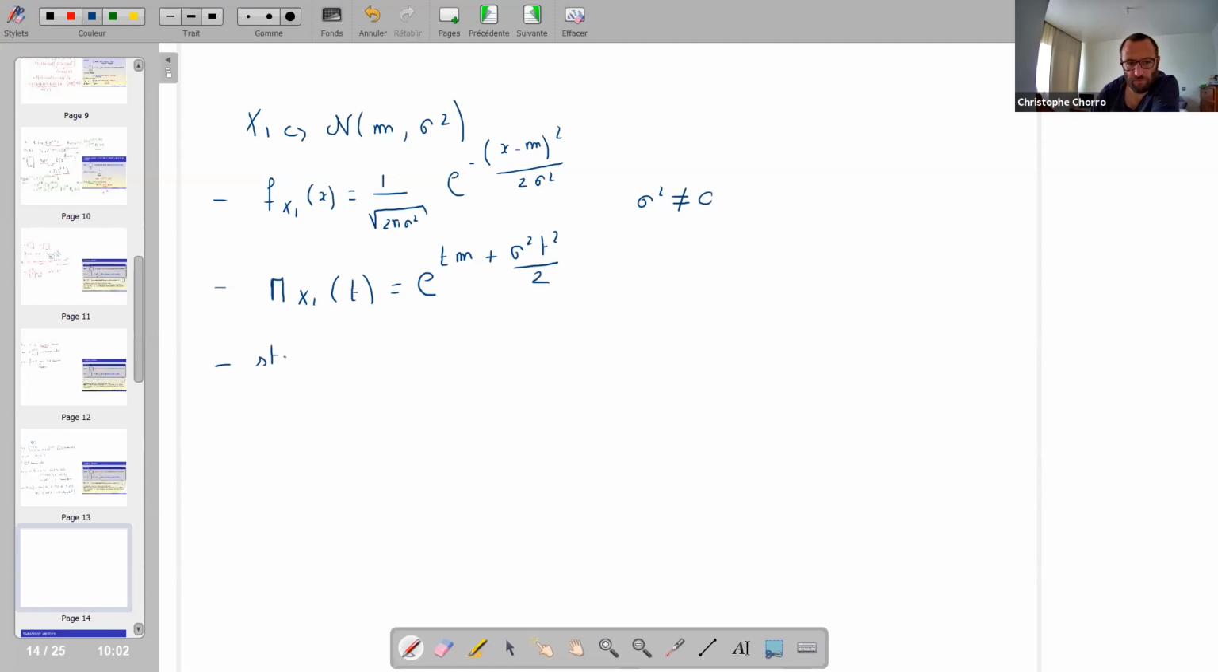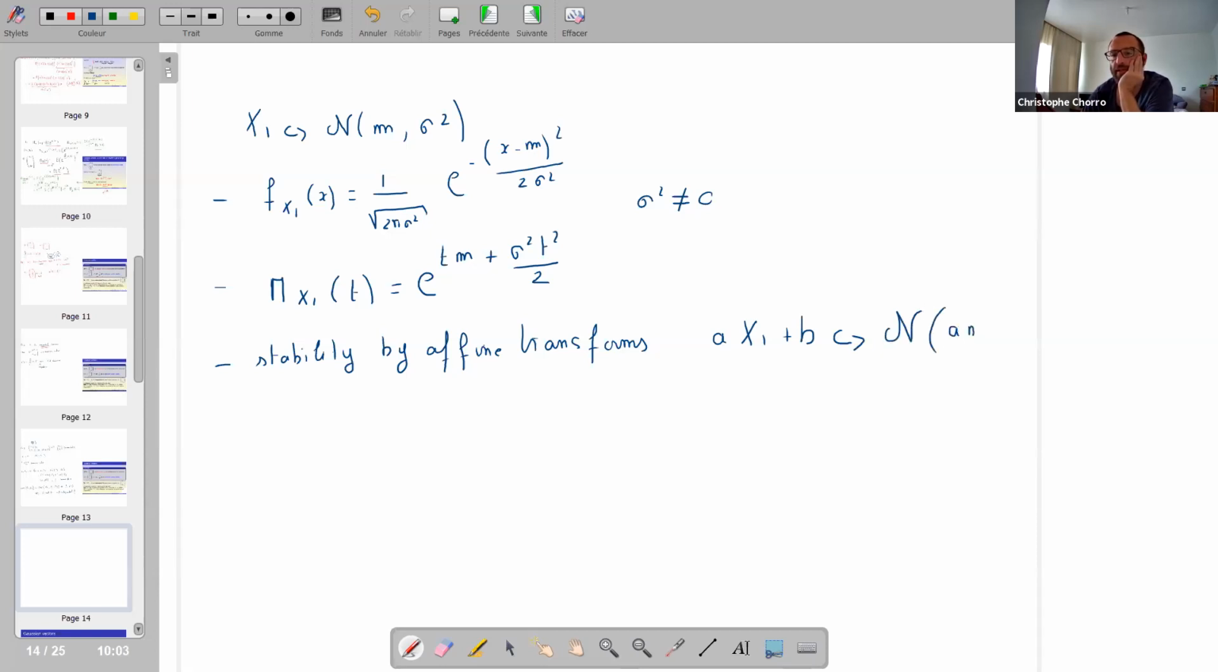I have the moment generating function of X1 that we have computed together. And we have also seen together the stability by an affine transform. That is, if I take aX1 plus b, it follows N(am plus b, a square sigma square). So we have proved these three things in the case of a single Gaussian random variable.